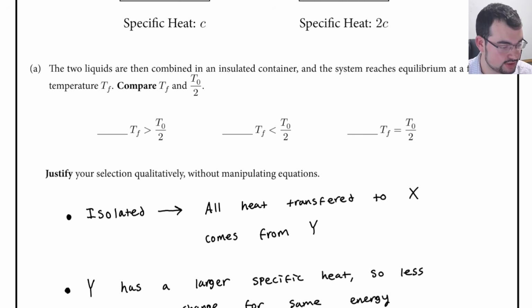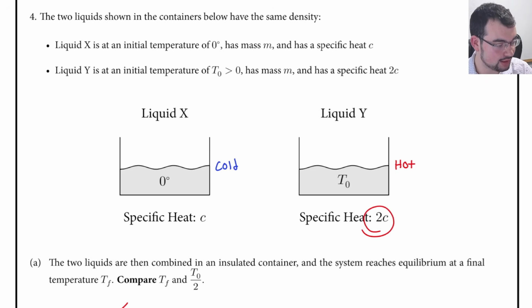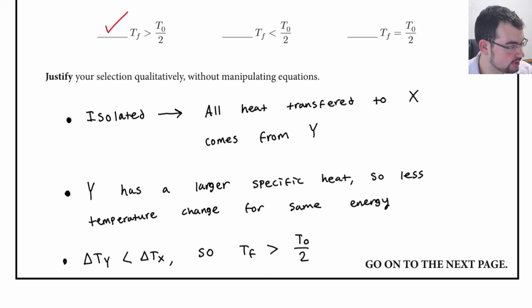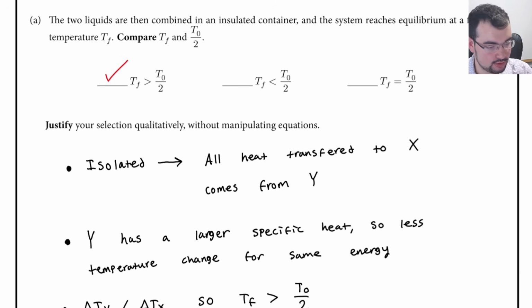Also, this is nice to think about in terms of extremes. What if I had a super, super, super large specific heat? Well, that would mean it would take insane amounts of energy to change my temperature. So if the specific heat of Y is way, way, way larger than X, you're going to mix the liquid and the temperature is going to be T0 still. So that's how we know it's on that side of the midpoint. I thought this was a tricky little qualitative, but it's a really fun question in my opinion.